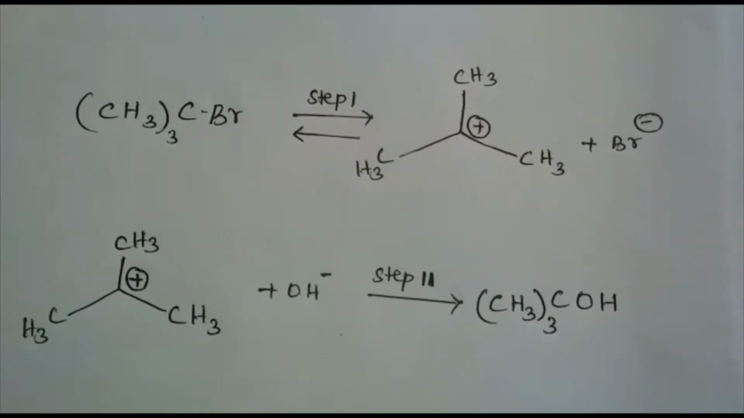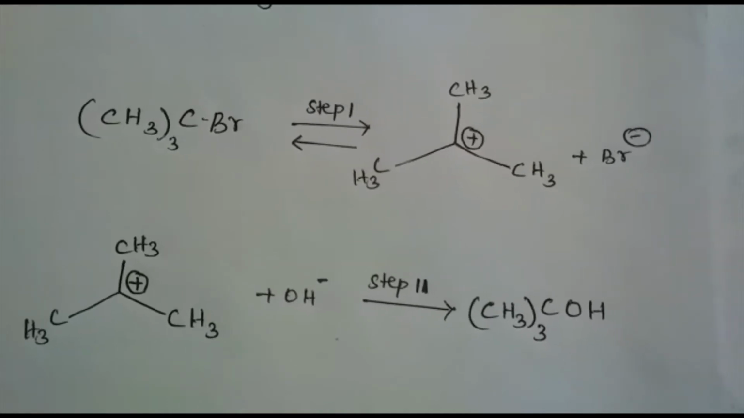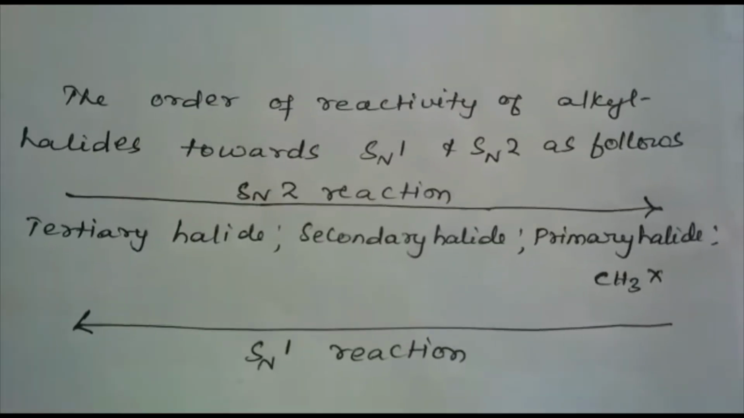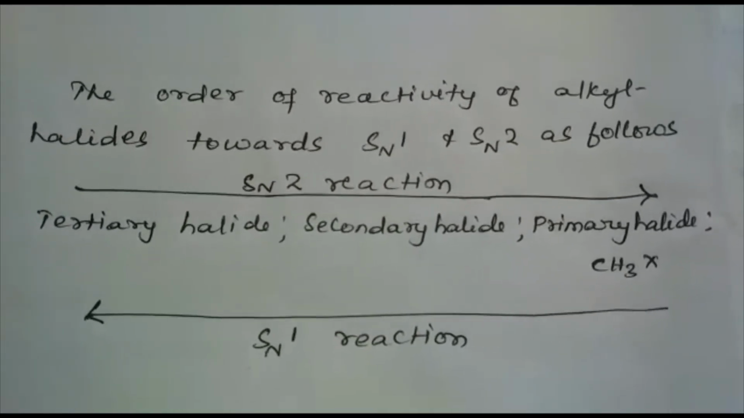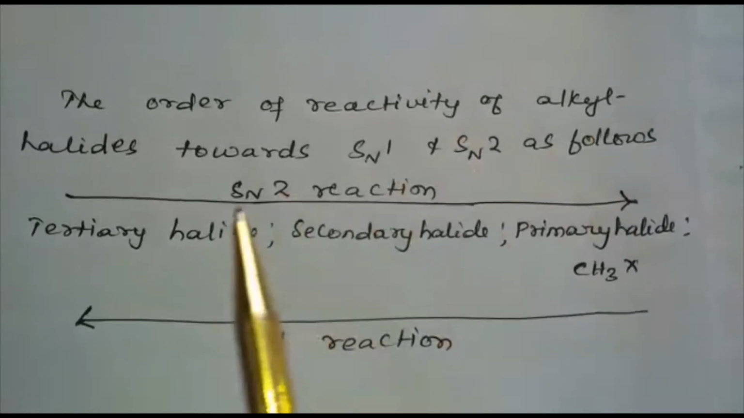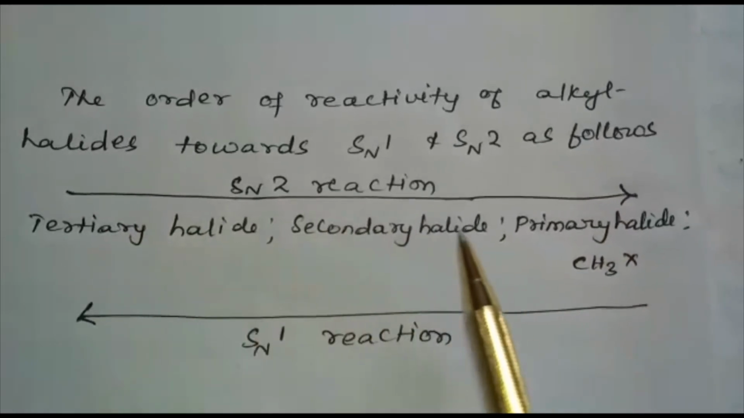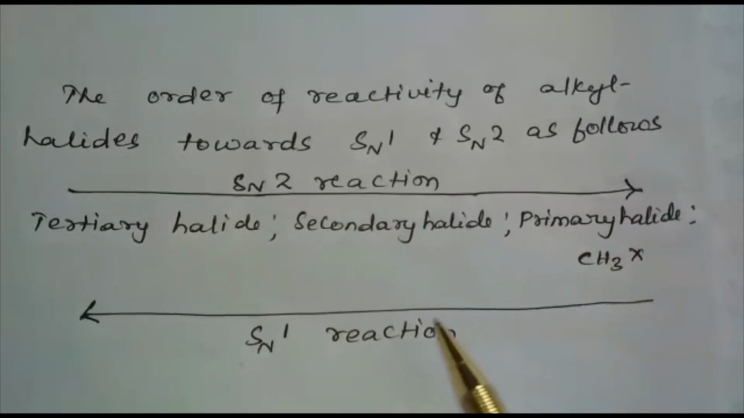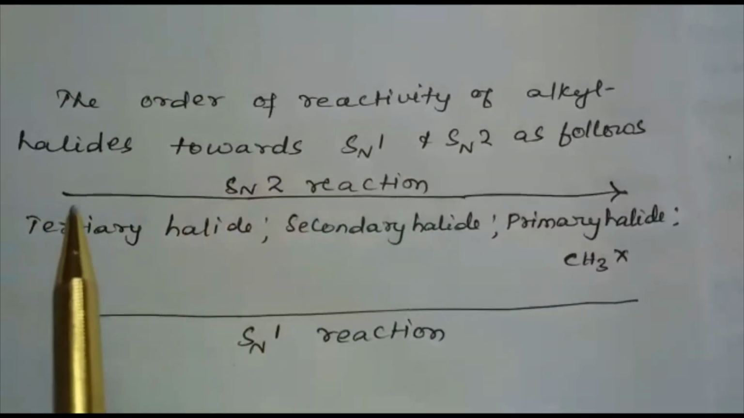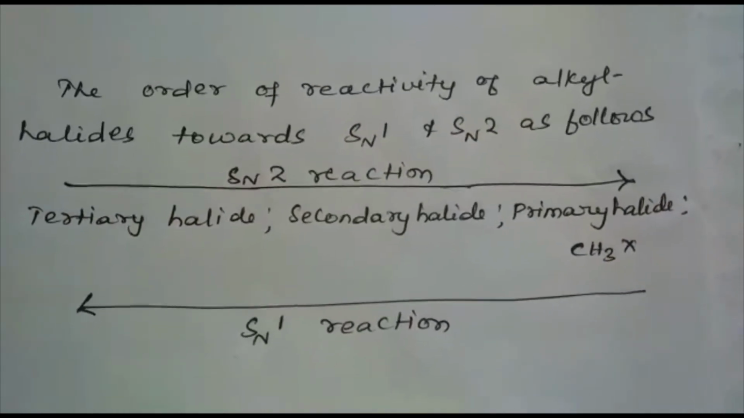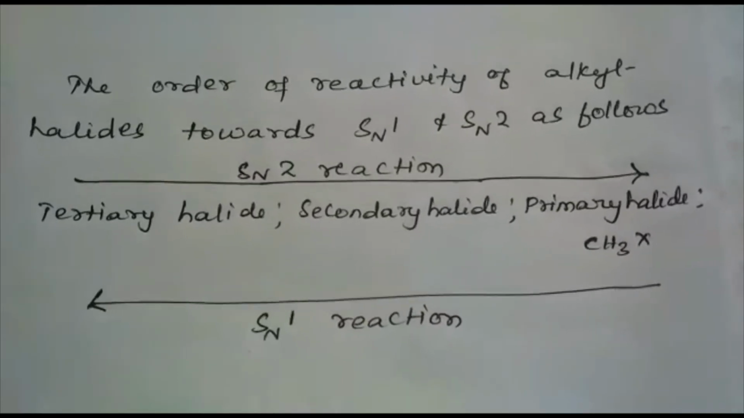That is, the order of reactivity of alkyl halides towards SN1 and SN2 mechanism we will see. This is the order of reactivity of alkyl halides towards SN1 and SN2 mechanism. In the case of SN2 mechanism, it increases in this order. For SN1 mechanism, it increases in this order: tertiary halide followed by secondary, primary halide and then methyl halide.